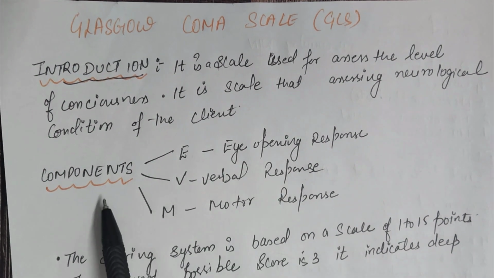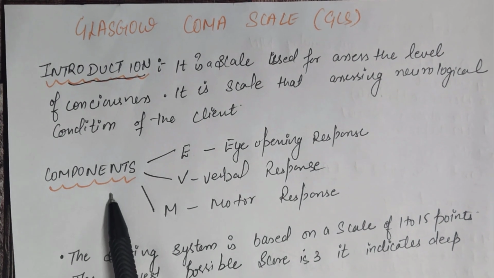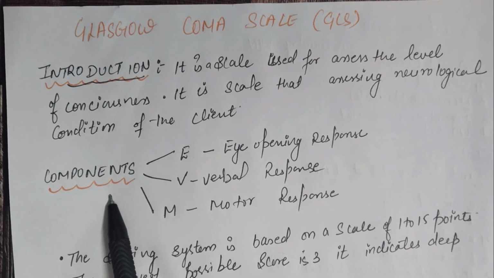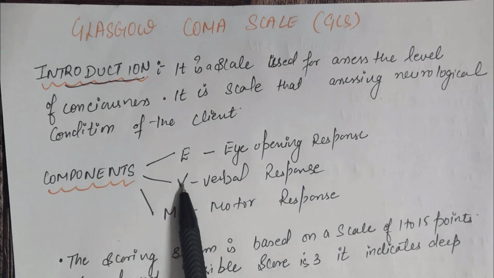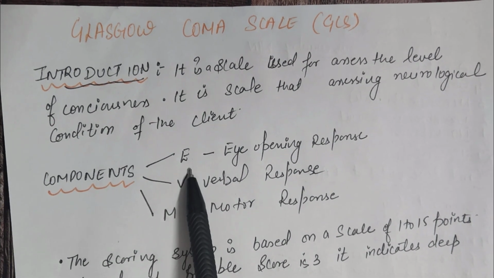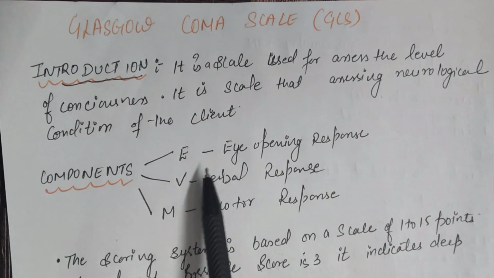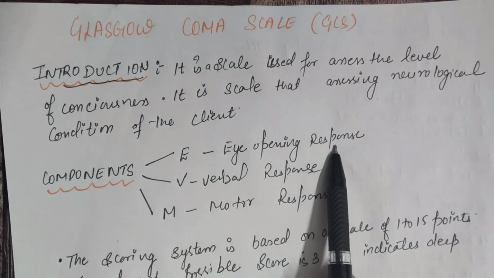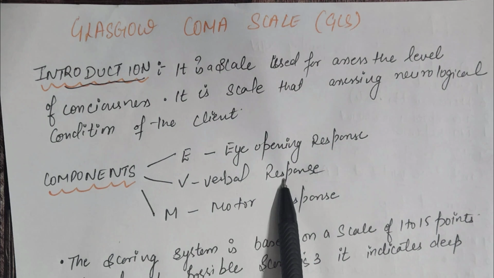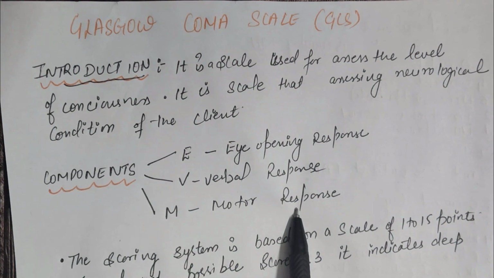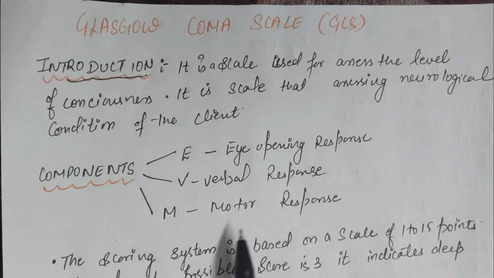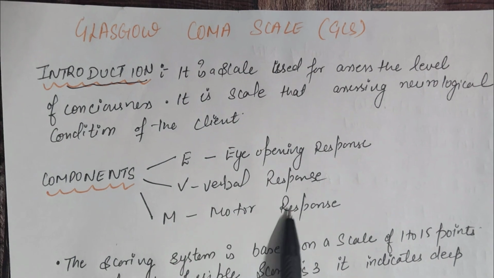And in this, three components are there to assess the patient's conscious level, that is eye, verbal and motor. That is also called EVM. E for eye opening response, V for verbal response and M for motor response. So these are the three aspects of responsiveness.